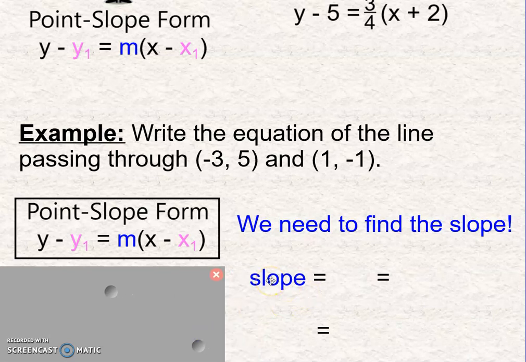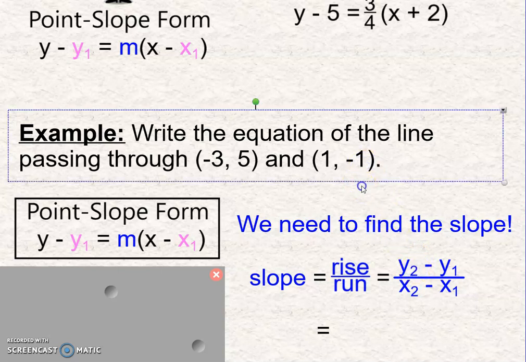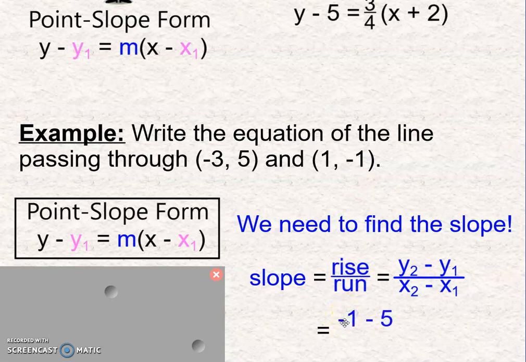We know that the slope represents the rise over the run. And the rise is determined by the y values, and the run is determined by the x values. And so here's this equation for slope that you've been using for years. So let's just plug in the y values. Pick a y value, and it doesn't matter which one. I just picked this -1 right here first. And I took -1, this -1, minus this 5.